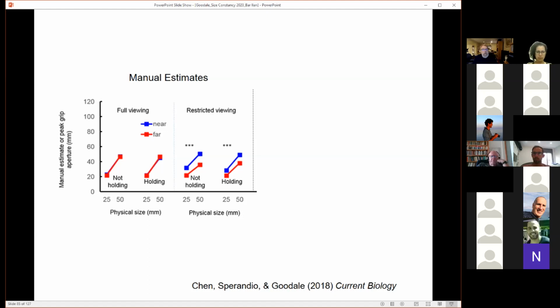Now, when you gave them restricted viewing, where they were looking through a pinhole, they saw a glowing ball, and when they were holding it, they had information about how far away it was. They didn't seem to use it very well. They still saw the ball as being larger when it was closer than when it was further away.